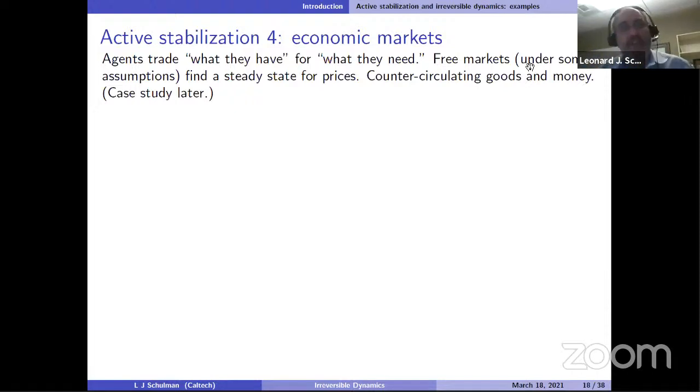My next example of active stabilization is a very compelling one. This one's compelling enough that Yuval Rabani and I wrote a paper about it recently. So let me tell you about economic markets. What happens in a free market?